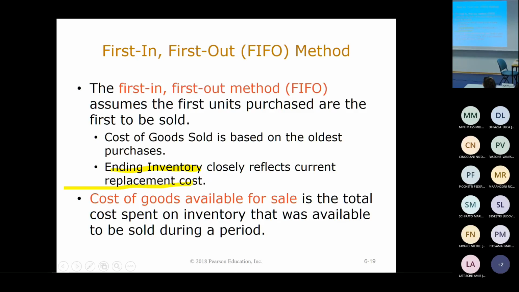What is the replacement cost? The price you will pay to repurchase the inventory. Okay, if prices are increasing and you use FIFO, the value of the inventory will be close to the current prices because it will be the newest values. The cost of goods sold, on the other hand, will be based on the oldest values. Okay, so this is the effect of FIFO.